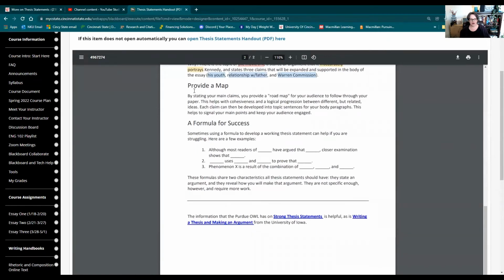And as I said before, a good thesis is going to provide a roadmap for your audience to follow. This helps with cohesiveness and a logical progression between different but related ideas. And each of your claims can be developed into topic sentences for your body paragraphs. And remember that paragraphs should just have one idea contained within, right? If you find that you're going off into a new idea, that's usually your indication that you need to start a new paragraph. So that's just a little review of thesis statements.